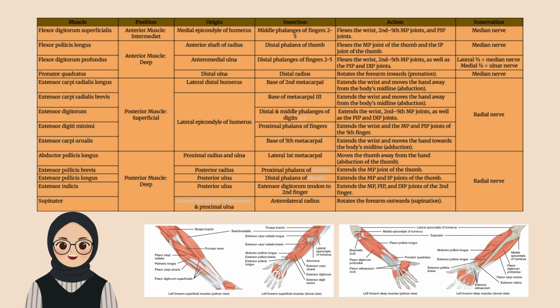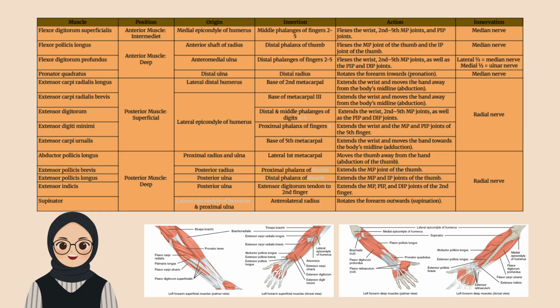And then extensor carpi radialis brevis. The position is posterior muscle, superficial. The origin is lateral epicondyle of humerus. Insertion is base of third metacarpal. Action is extend the wrist and move the hand away from the body's midline, abduction.